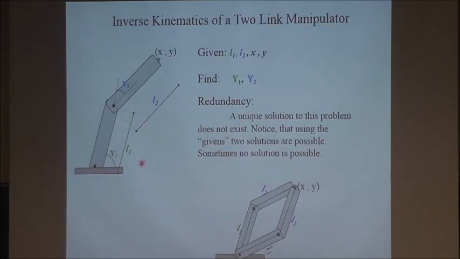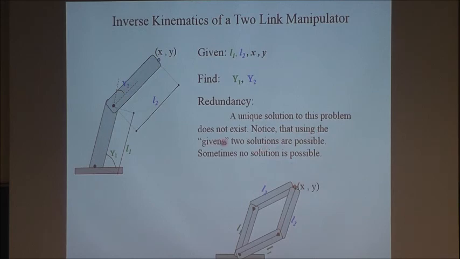Now let's look at the inverse kinematics of a two-link robot, like the double pendulum, inverted pendulum. Given L1, L2, x and y, L1 the length here, length 2 and x and y, find theta 1, theta 2. A unique solution to this problem does not exist. As you saw already, you can have this solution or you can have this solution.